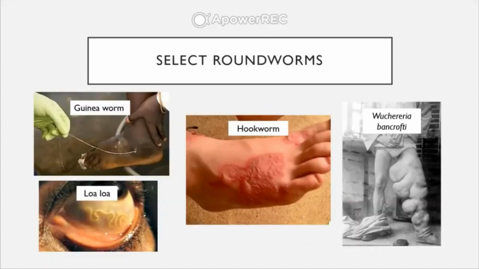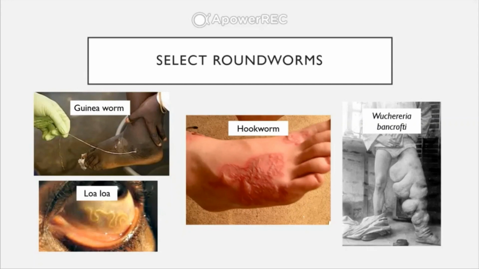So here are some select roundworms. We have the guinea worm, which is transmitted by drinking water that contains water fleas infected with guinea worm larvae. We have no symptoms from this until eventually the worm emerges from a blister under the skin over the course of several weeks.